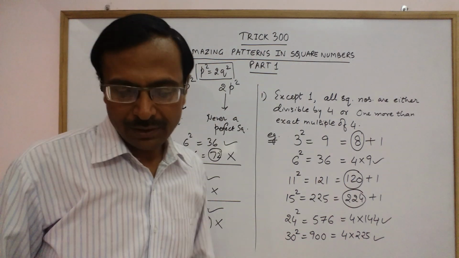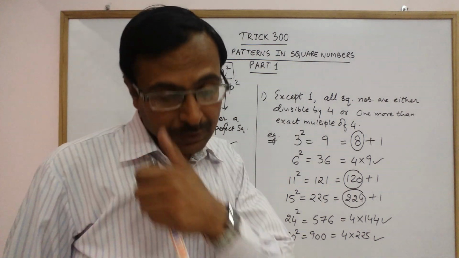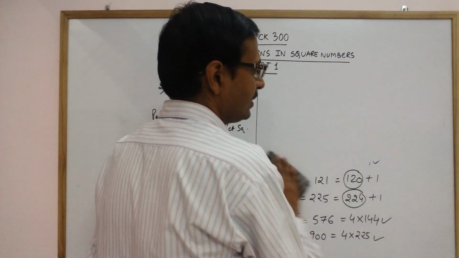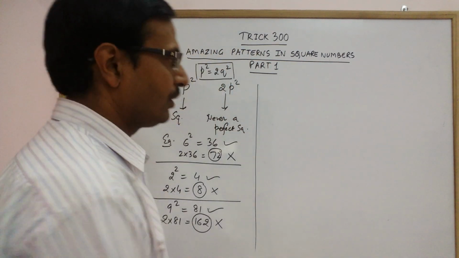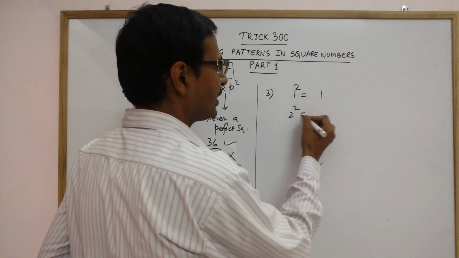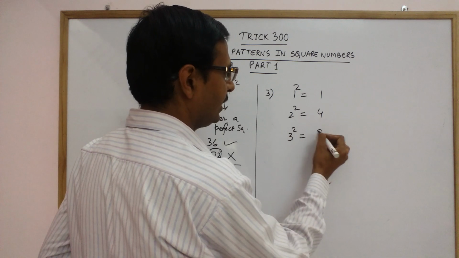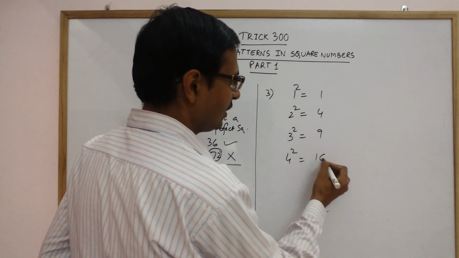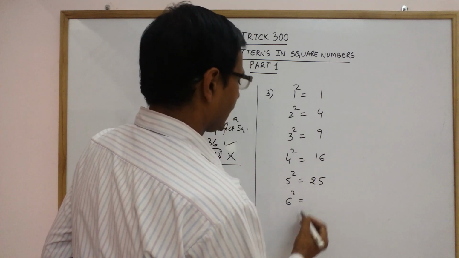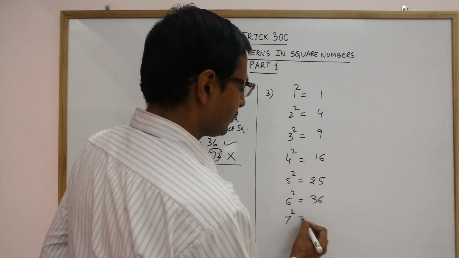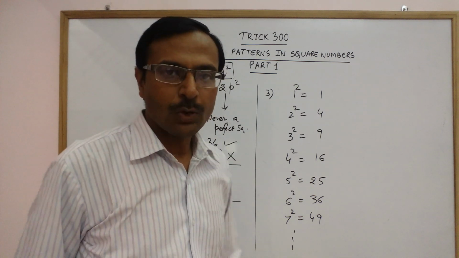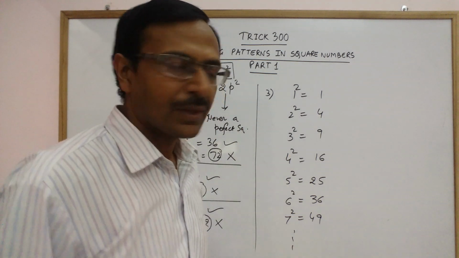And for the final pattern in part 1, if you take the square numbers, see I take 1 square is 1, 2 square is 4, 3 square is 9, 4 square is 16, 5 square is 25, 6 square is 36, 7 square is 49, and so on. You can write on and on. Now what is the pattern observed in these square numbers?